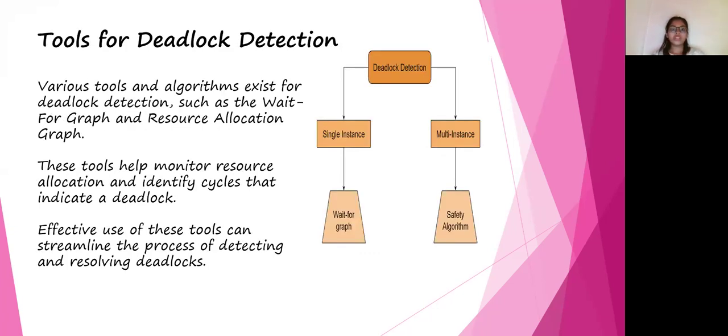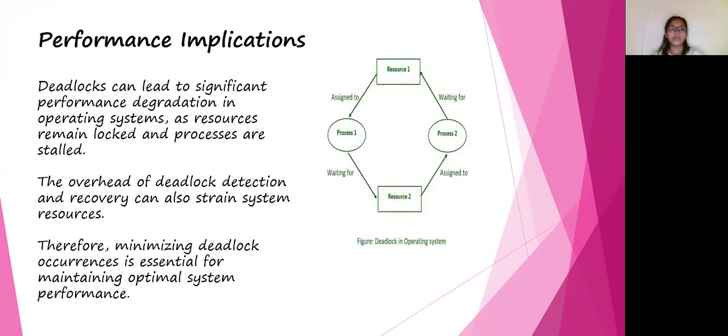Tools for deadlock detection. Various tools and algorithms exist for deadlock detection, such as the wait-for graph and resource allocation graph. These tools help monitor resource allocation and identify cycles that indicate a deadlock. Effective use of these tools can streamline the process of detecting and resolving deadlocks.